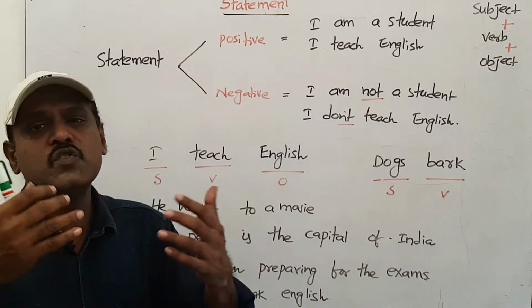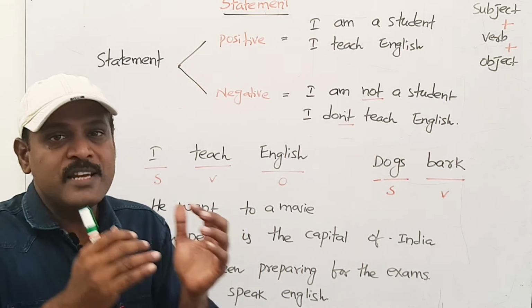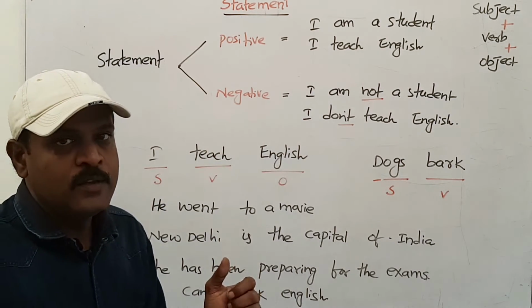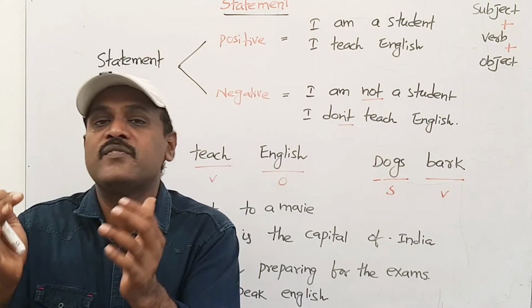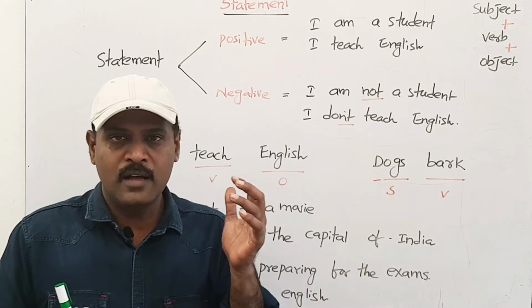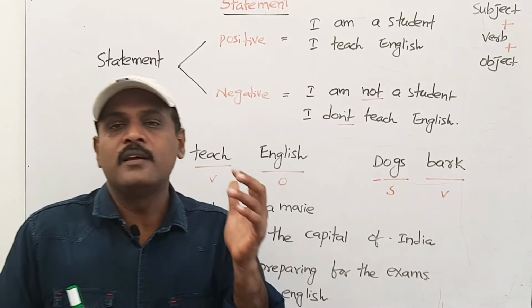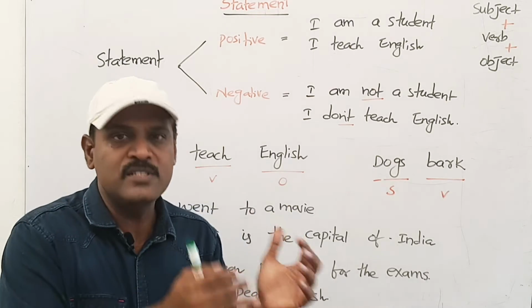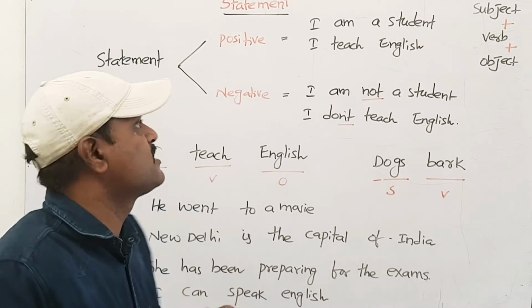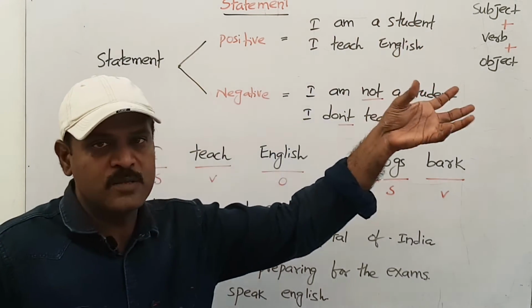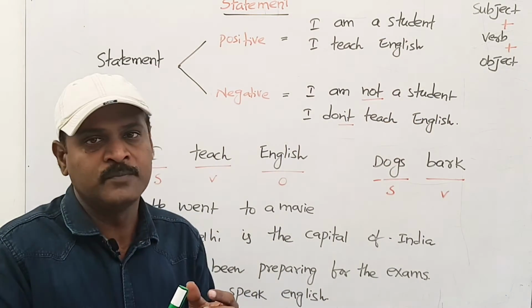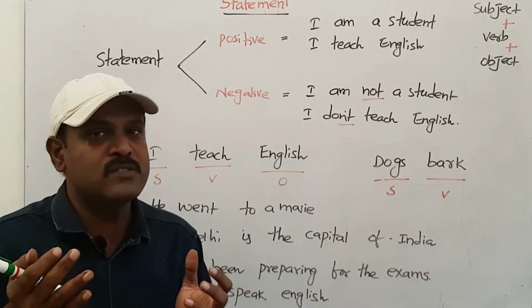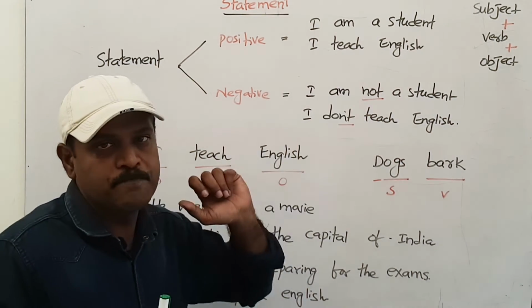At first, we are going to know about the statement. A statement can be divided into two kinds, positive and negative. If you don't find any negative words like no, nothing, not, never, hardly, it is a positive sentence. If you find these kinds of words in the sentence, it is a negative sentence. Example, I am a student. That is a positive sentence because there is no negative word in it. I am not a student. That is a negative sentence. Why? Because not is there.